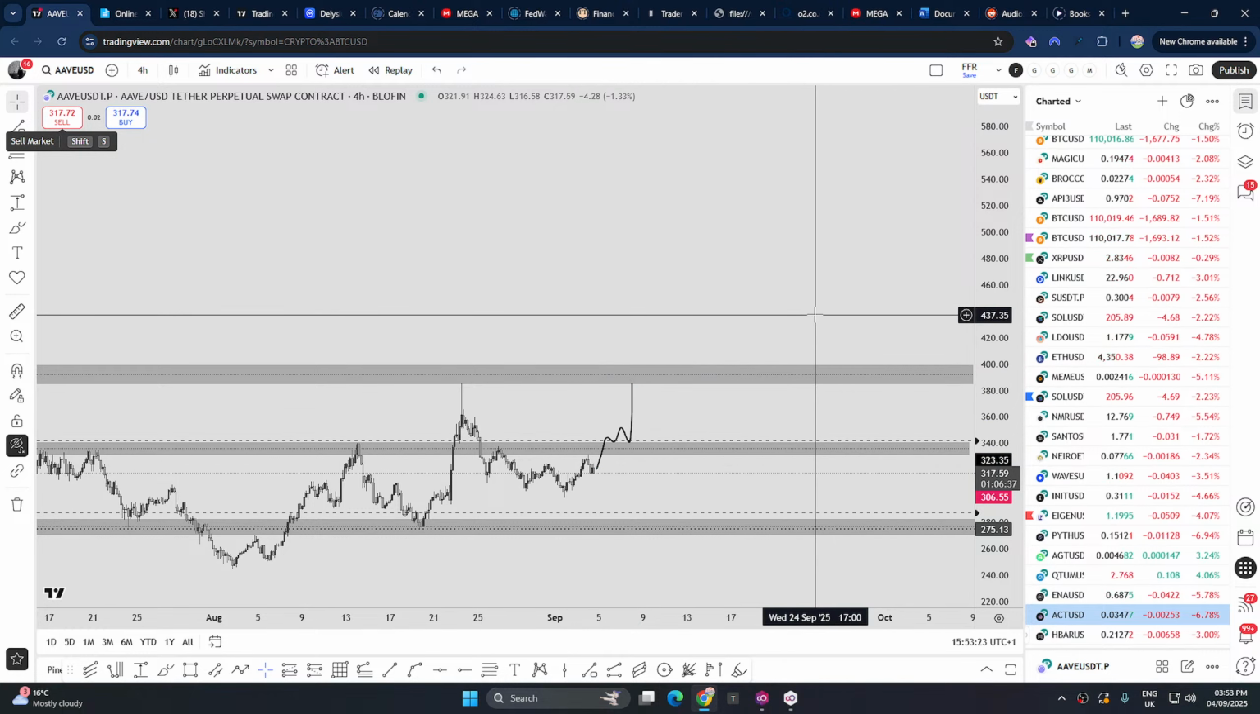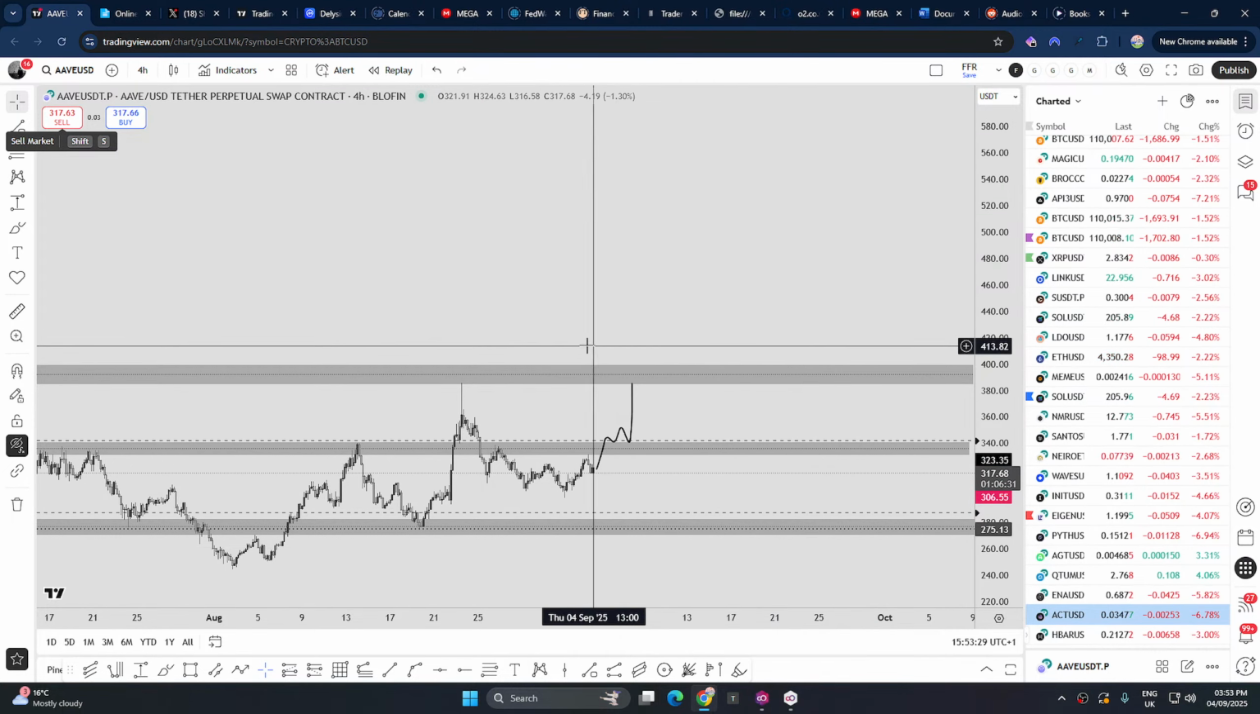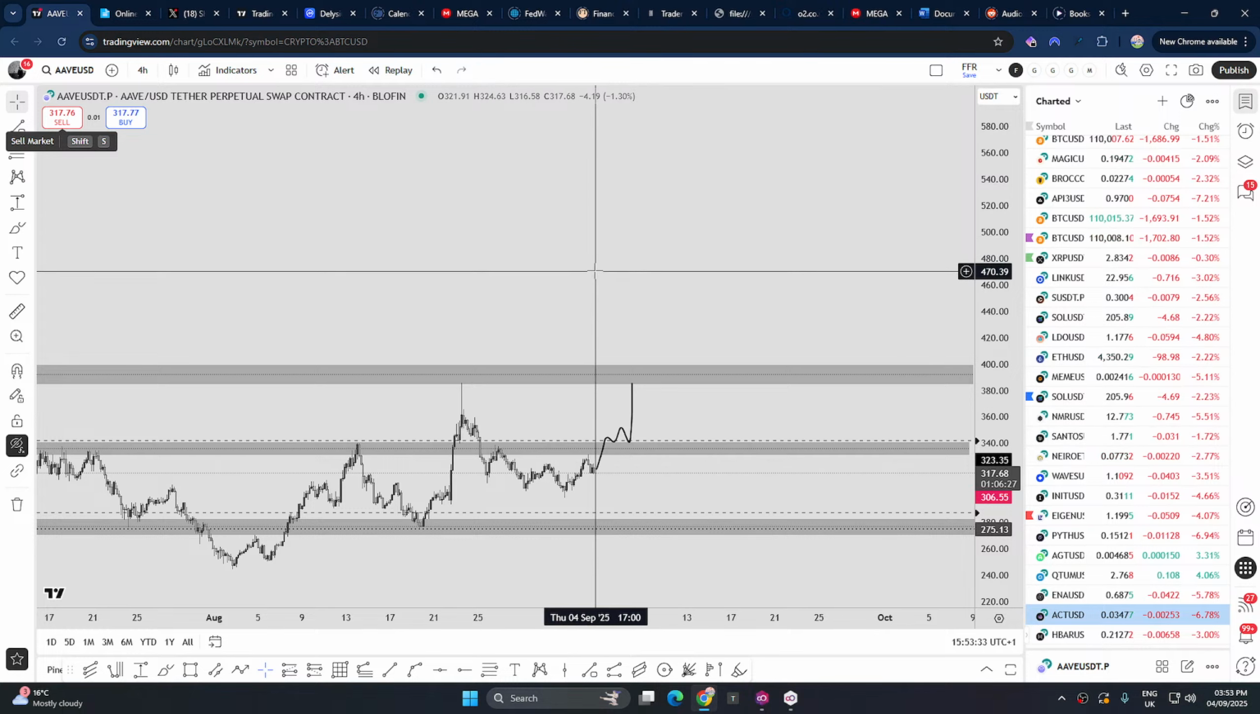You see how difficult it is to find a good working setup. This is the reason why I look at all of these coins every single day, and sometimes you don't even find one coin which is good enough to trade.